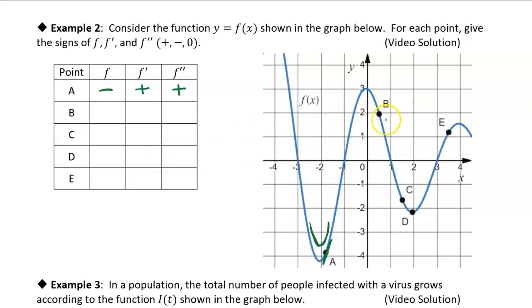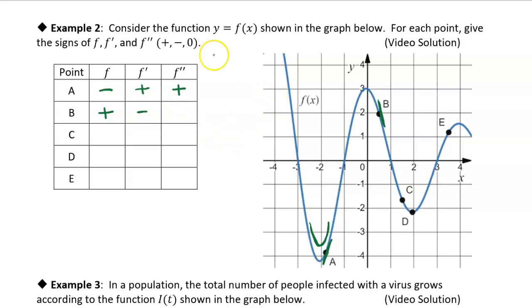Point B is above the x-axis, right? So it's at a positive 2 roughly. But all we care about is the sign of it. And so the value of the function f is positive. The derivative tells us about whether it's increasing or decreasing. So if I were to draw a tangent line at that point, you can see that it's sloping downward. The slope of the tangent line is negative, which means that the first derivative is also negative.